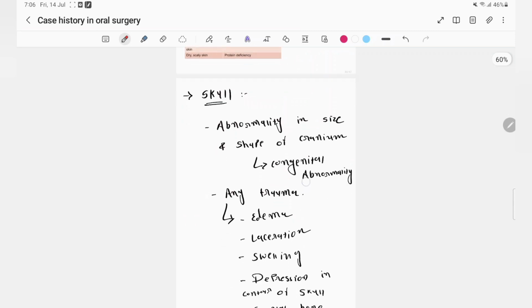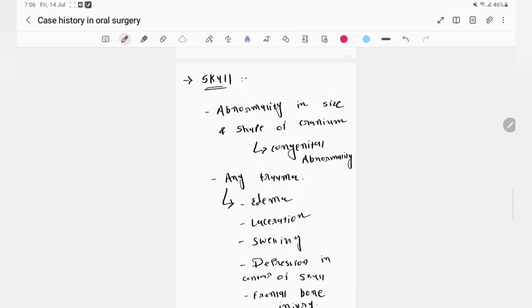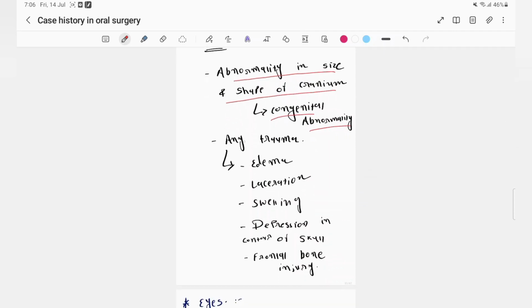Okay. Now next is skull. In skull, you have to check any abnormality in size and shape of the cranium. According to that, you will find whether any congenital abnormality is present or not. Then you have to check any trauma history. For trauma cases, you will find edema, laceration, swelling, depression in the contour of the skull and frontal bone injury.